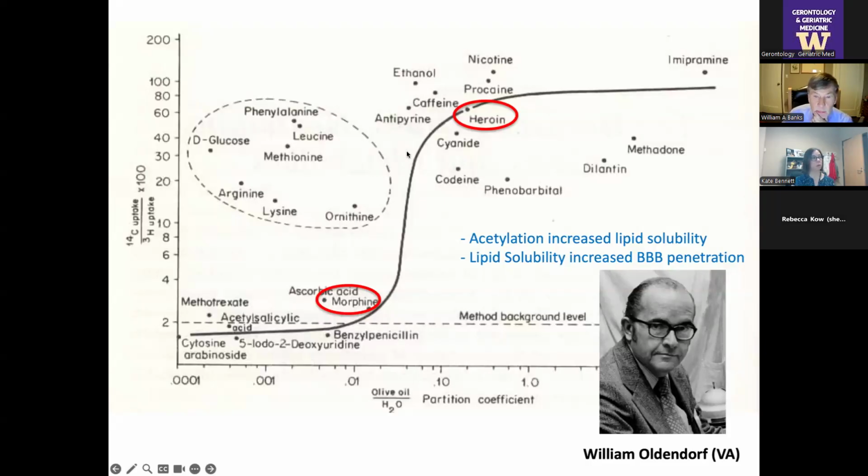But then Oldendorf went one step further, and he produced this rather monumental paper where he looked at all these common compounds, their lipid solubility versus brain uptake. And now we can see that morphine is not very permeable. It gets in, but not great. But heroin, which is about 30 times more lipid soluble, gets in about 30 times better. And eventually this all levels off.